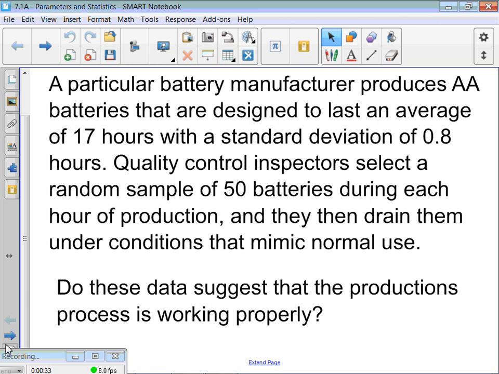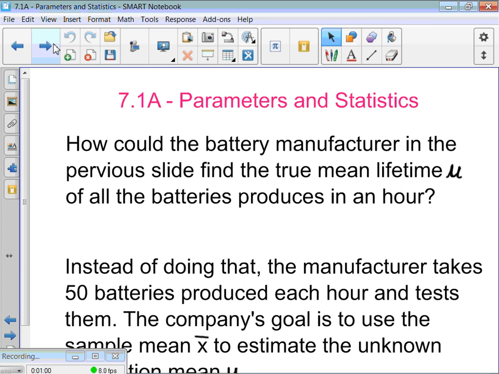And so what we're always trying to find is the true mean number of hours that it takes, and we base it on our sample data. Do these data suggest the production process is working properly? So we're always going to answer some sort of question. Maybe it's close enough, maybe we got 16 hours on our sample. Or maybe that 16 hours really means the batteries aren't as good as we thought they were. So that's kind of what we're going to be doing for the rest of the year.